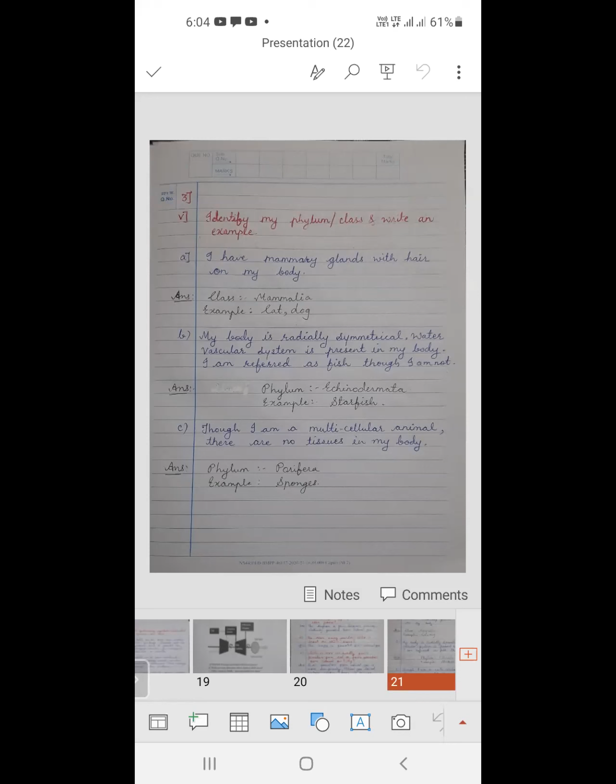The third one: though I am a multicellular animal, there are no tissues in my body. The answer is phylum Porifera, and the example is sponges.